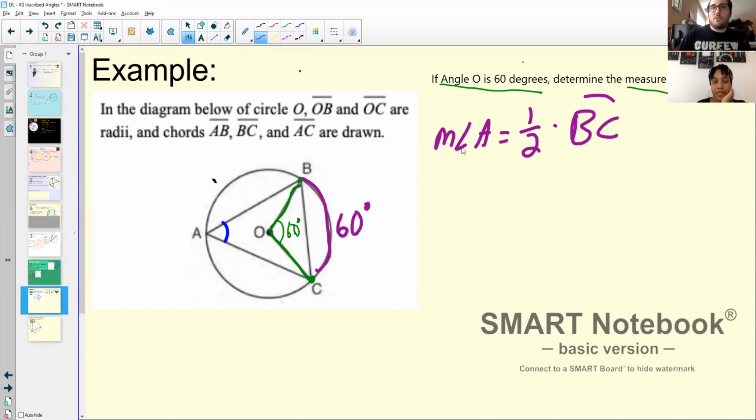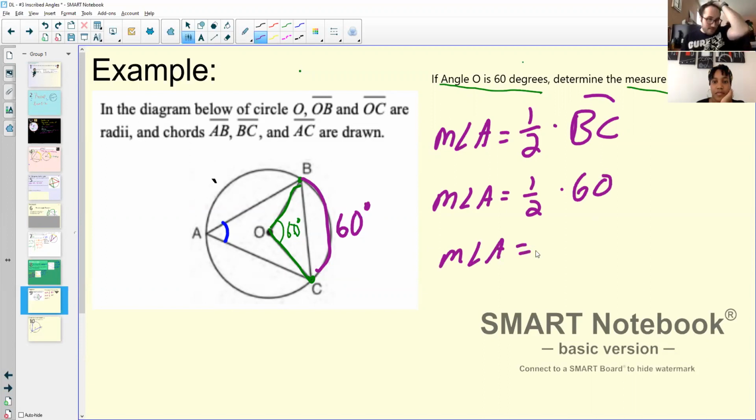Let's write in what we know. Well, we don't know angle A yet, but we know what BC is now. So what's BC? 60. So if I ask you, what's half of 60? What's half of 60, guys? Half of 60 is 30. And that's it. The measure of angle A is 30 degrees.